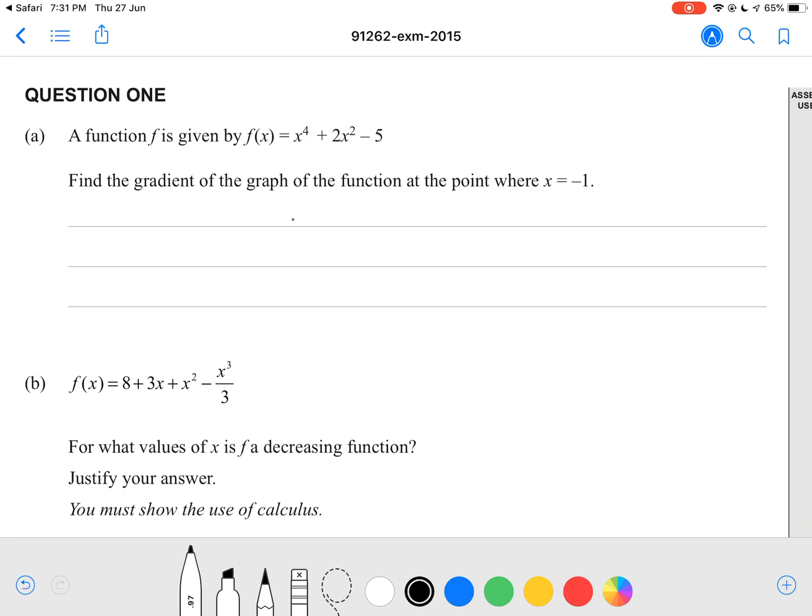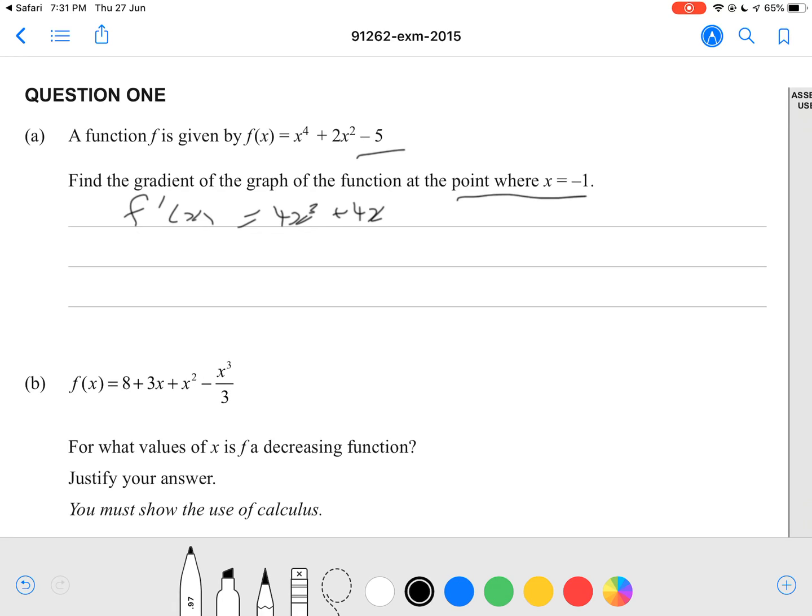Okay, we'll say that f dash of x equals... Okay, so to differentiate, it's the number multiplied by the power, then take the power down by 1. So 4x cubed plus 4x, and the minus 5 just disappears.